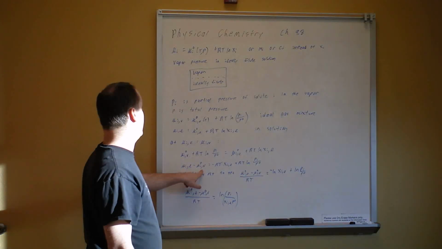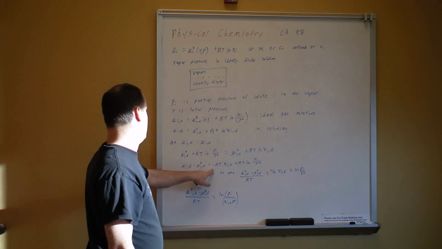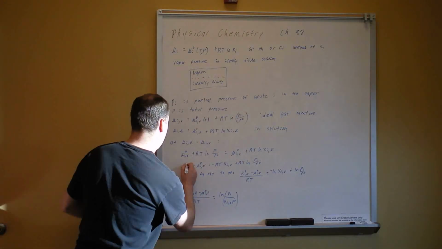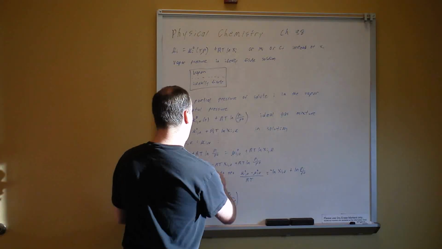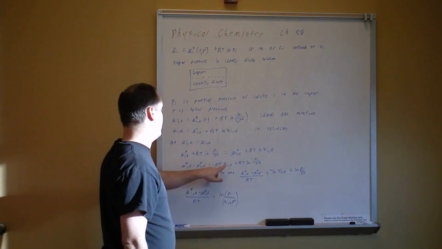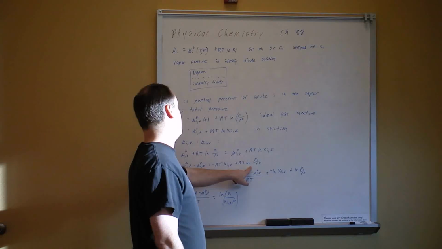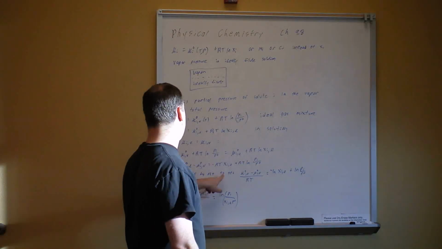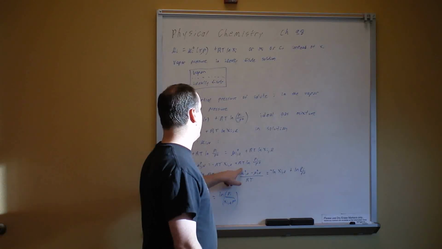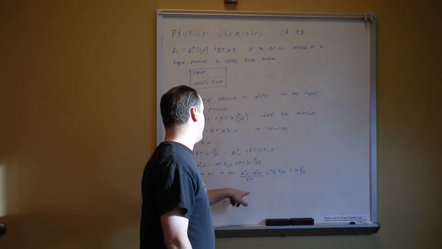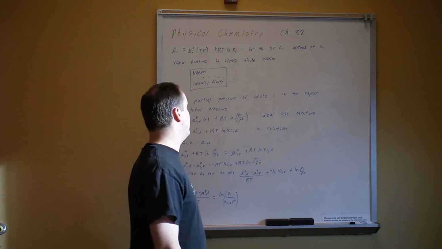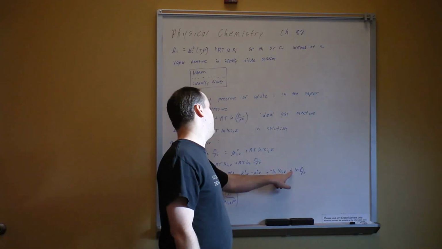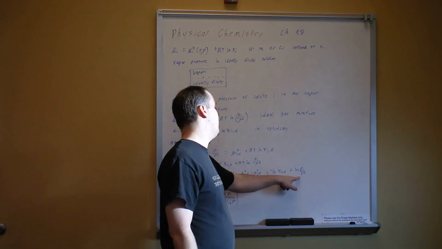Now we're just going to do some algebra, and we'll say mu I naught in the liquid minus mu I naught in the vapor, this should be a vapor, equals RT times ln X I in the liquid plus RT natural log of P I over P naught. We're going to divide by RT to get mu I naught in the liquid phase minus mu I naught in the vapor phase over RT is equal to minus ln X I in the liquid plus ln P I over P naught.